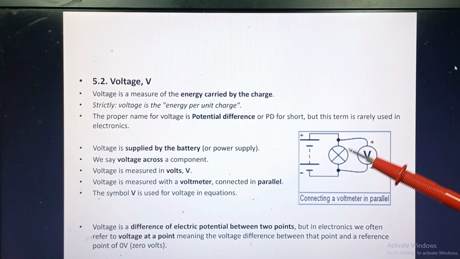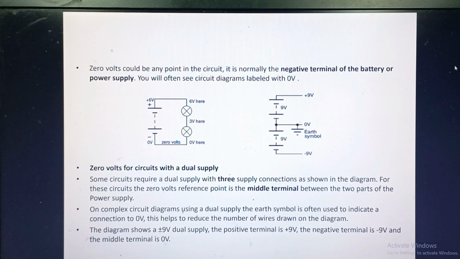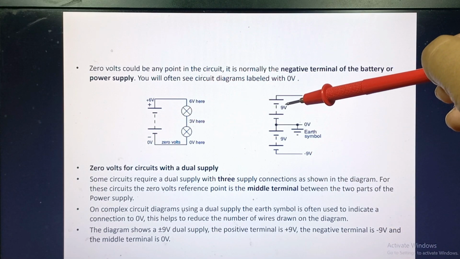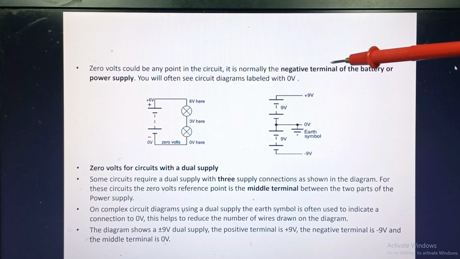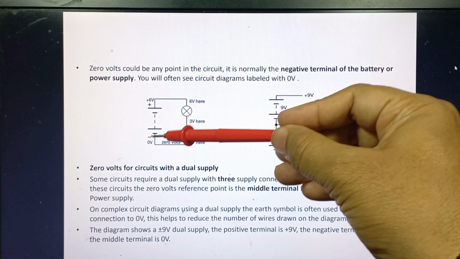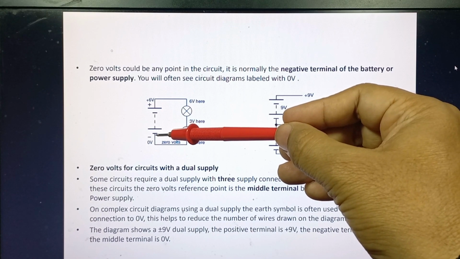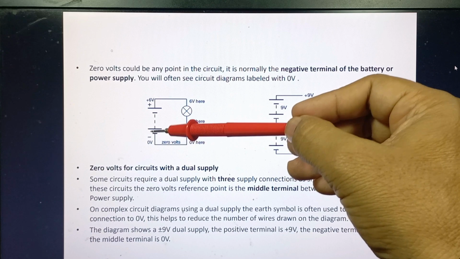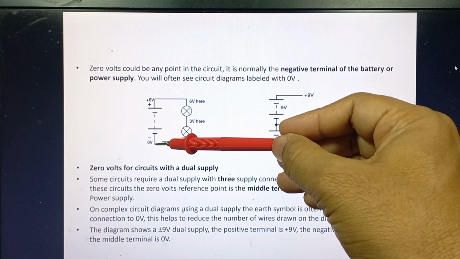But in electronics, we often refer to voltage at a point, meaning the voltage difference between that point and the reference point or the 0 volts. Here, later on, I'll show it to you. These are the two circuits drawn. 0 volts could be at any point in the circuit. It is normally the negative terminal of the battery. In this case, the 0 volt is the negative terminal of your DC battery. This is your power supply. This is the negative terminal of your power supply or your battery, which is also called a 0 reference voltage.